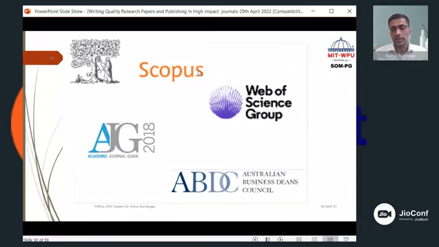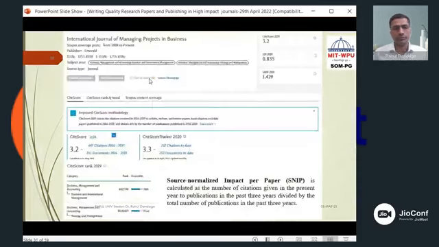But if the journal was in that database and now it is not in their database, then even if you have submitted and published, at that point of time you cannot claim that this is a Scopus indexed or Web of Science or ABDC kind of journal. So we have to make sure. I will just show you.